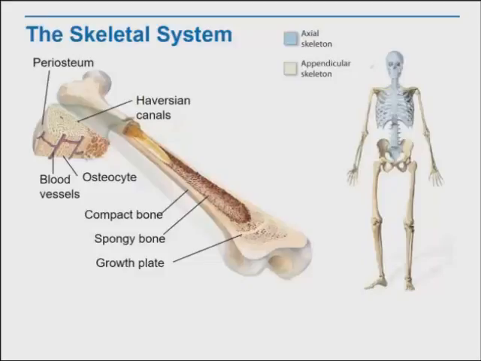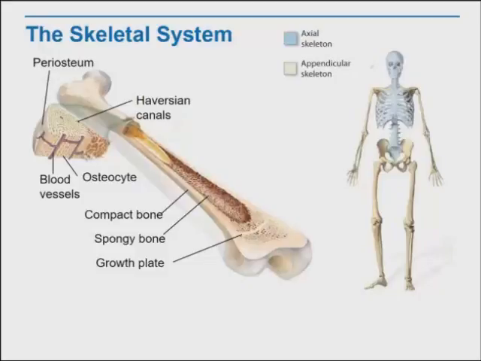The skeleton supports the body, protects internal organs, assists movements, stores minerals, and is a site of blood cell formation. Bones also act as rigid rods on which muscles exert force to produce movement. In addition, bones contain reserves of minerals such as calcium salts.